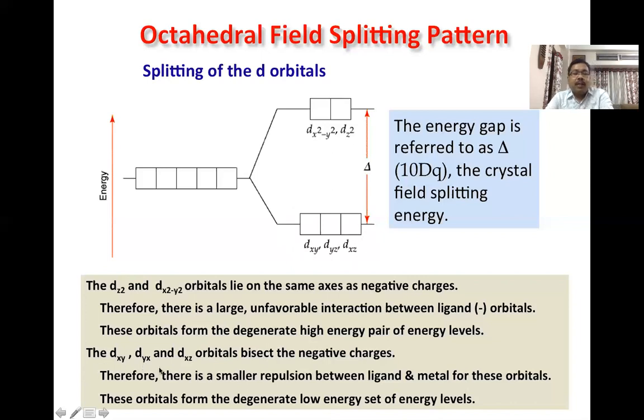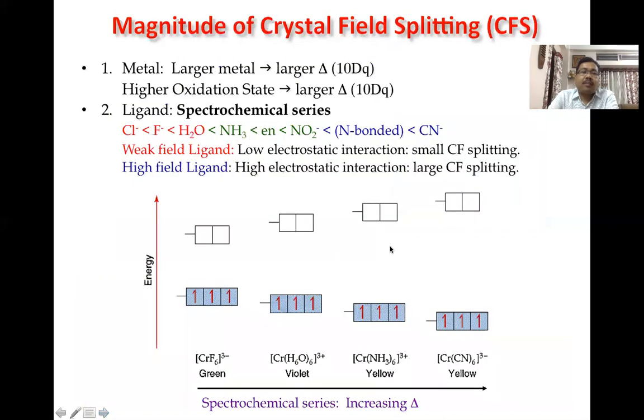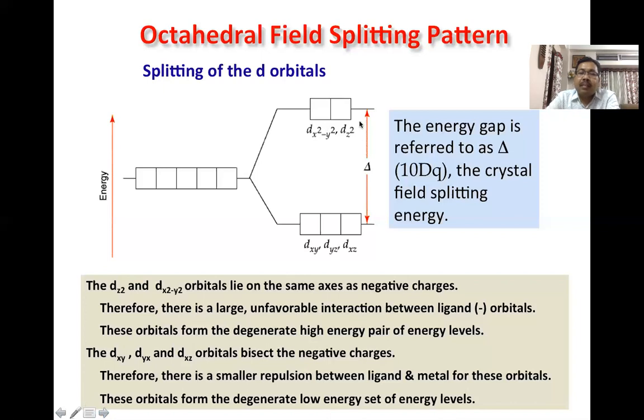The dxy, dyz, and dzx orbitals bisect the negative charges because they are not directly in the direction through which the ligands are approaching the metal center. Therefore, there is a smaller repulsion between the ligand and the metal d orbitals. So these orbitals generate a low energy set of energy levels. The energy will be comparatively lower than these orbitals.